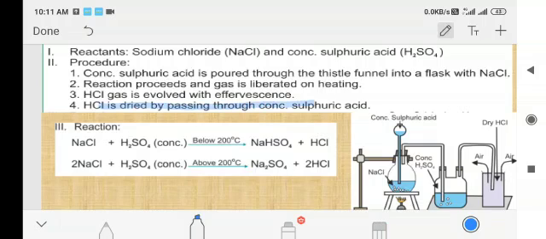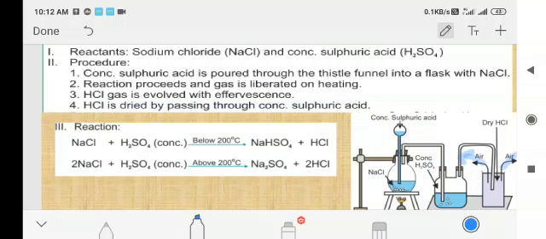HCl is dried by passing through concentrated sulfuric acid. Here concentrated sulfuric acid is acting as a drying agent. It removes moisture in case HCl has picked up moisture from anywhere during the reaction. If a water molecule comes in between, that needs to be removed, and for that we are using concentrated sulfuric acid.